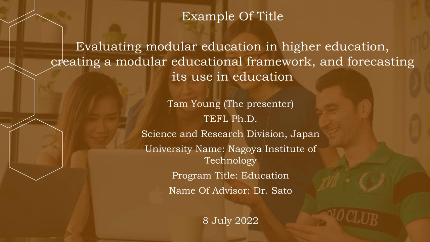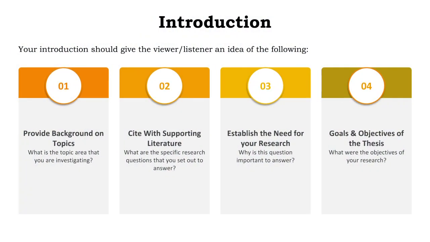Okay, so this is the first slide. Slide number 1 is your title. Now we're moving on to slide number 2. What is slide number 2? Let's take a look. Slide number 2 is your introduction. So your introduction should give the viewer or the listener an idea of the following. First, number 1, to provide a background on topics. What are the topic areas that you're investigating? So you should give at least 3 clear topic areas that you're investigating in this study. 3 is a good number because it's clear and people can understand it.